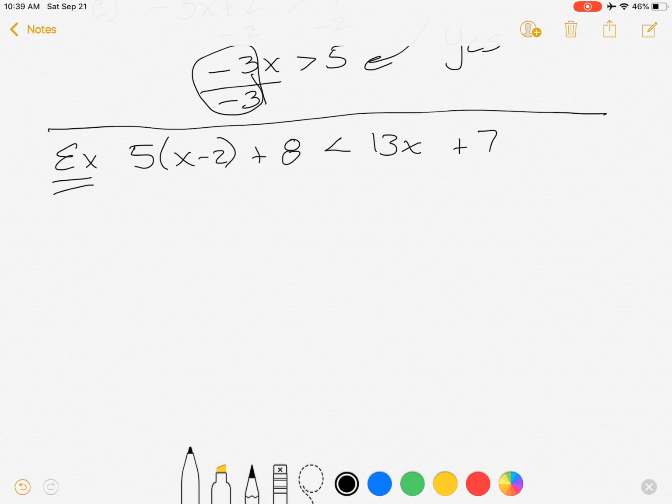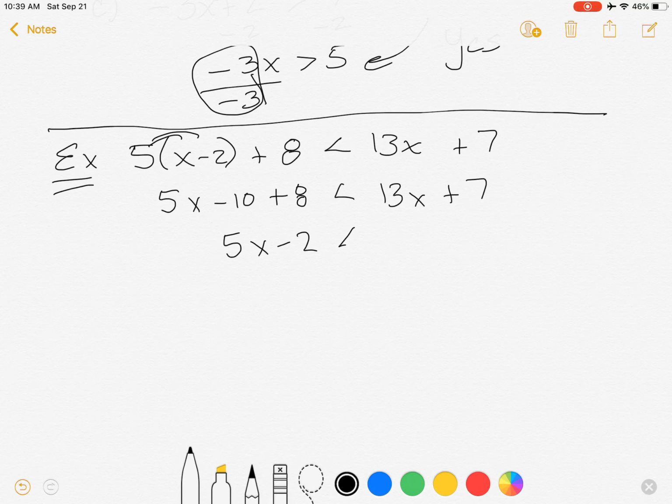The first thing I'm going to have to do on this one is distribute. So I would have 5 times x is 5x. 5 times negative 2 is negative 10. Plus 8 less than 13x plus 7. So that's 5x minus 2 less than 13x plus 7.